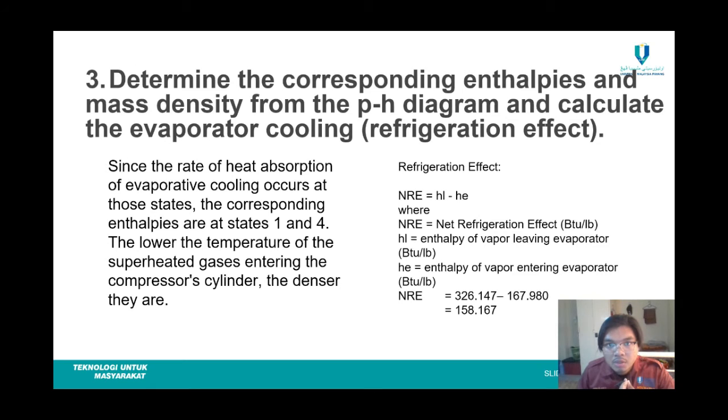Third, determine the corresponding enthalpy and mass density from the P-h diagram and calculate the evaporator cooling refrigeration effect. Since the rate of heat absorption of the evaporator occurs at the low state, the corresponding enthalpies are at states 1 and 4. The lower the temperature of the superheated gases entering the compressor cylinder, the denser they are. This is how we calculate the refrigeration effect.